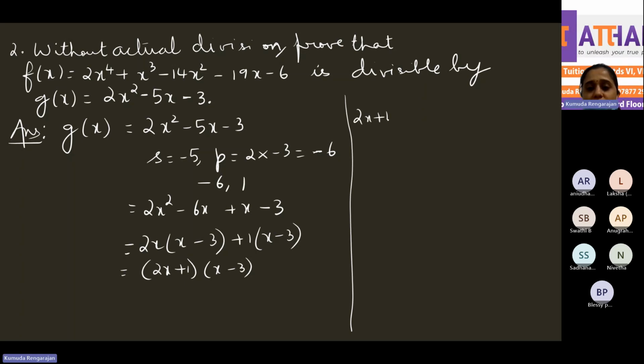2x plus 1 is equal to 0. This implies x is equal to minus 1 by 2. Correct? Equated to 0. Now find f of minus 1 by 2. Yeah, I'll do it in the next slide.